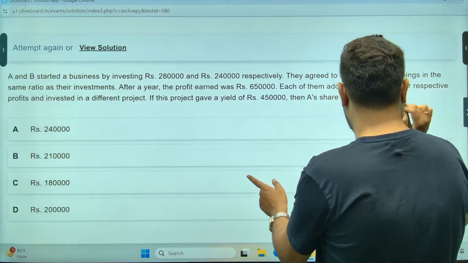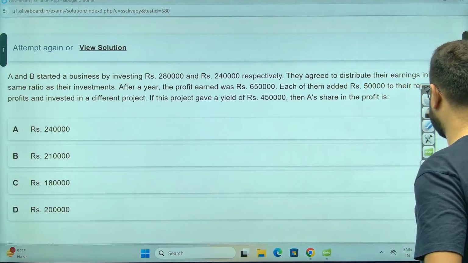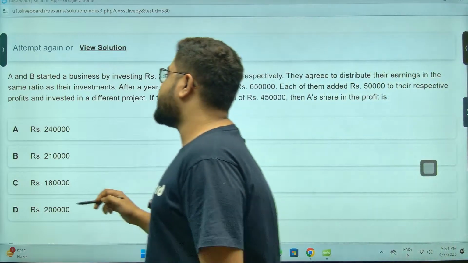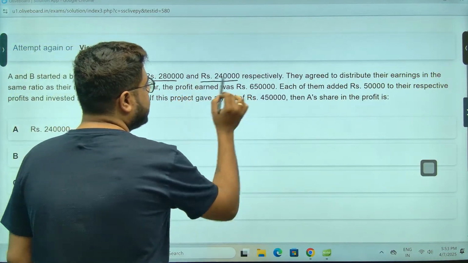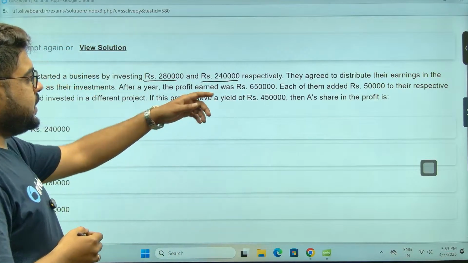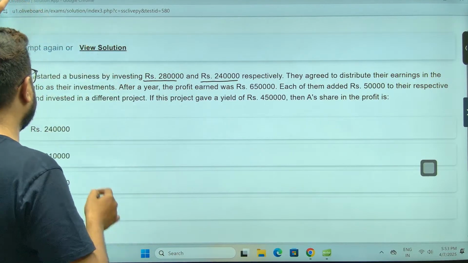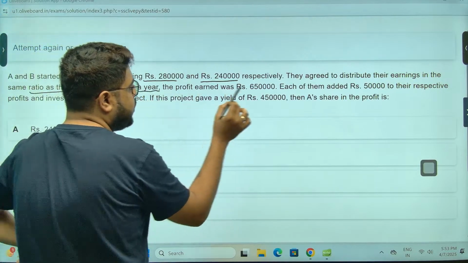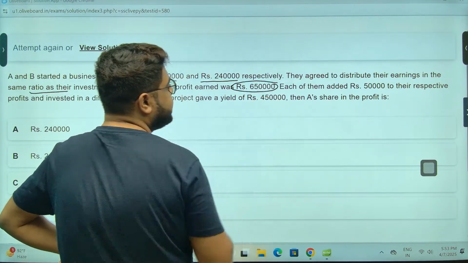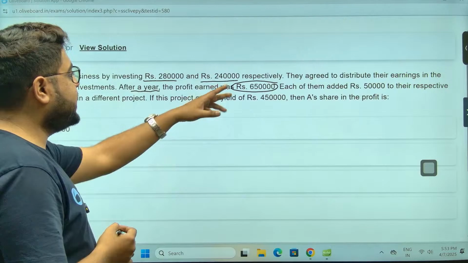Partnership. Okay sir, let's look at partnership. A and B started a business by investing 280 and 240. They agreed to distribute their earnings in the same ratio as their investments. After a year, the profit was 650. So they will distribute it in this ratio.